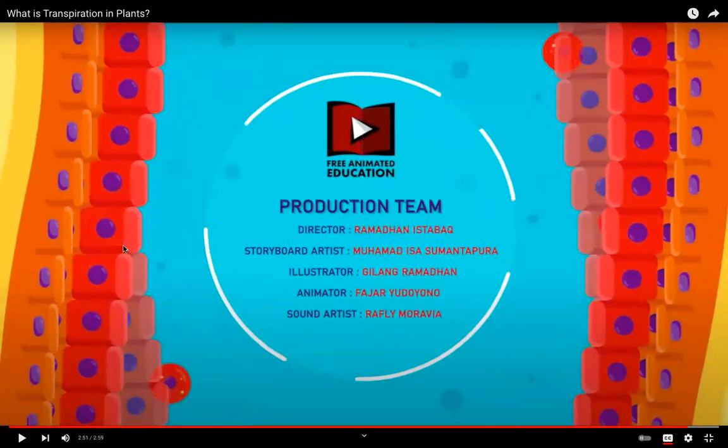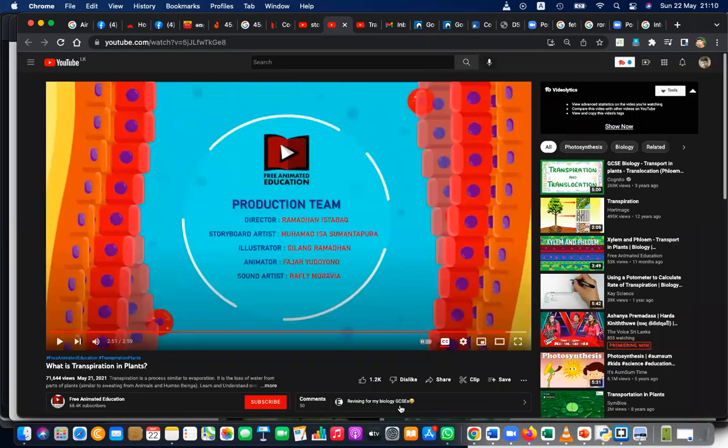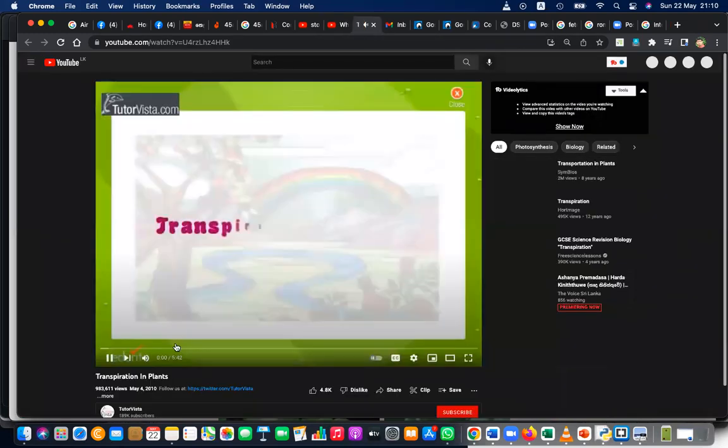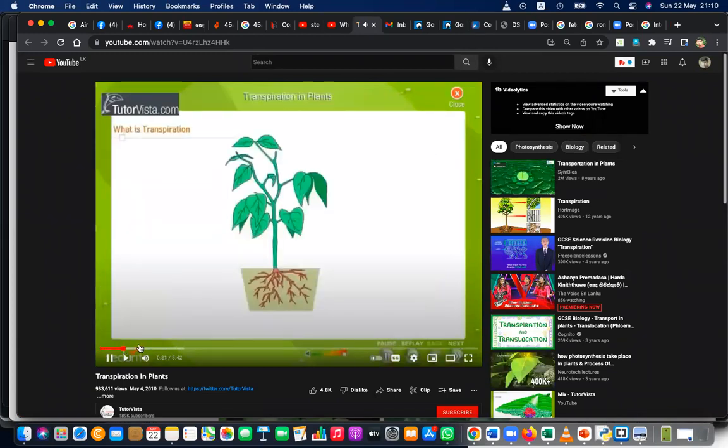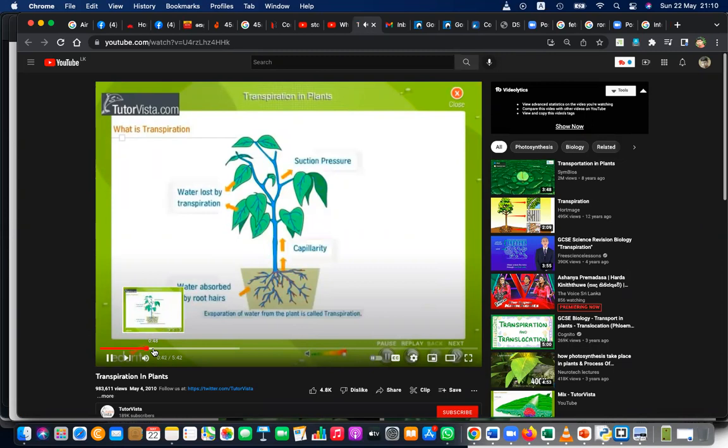Okay, so that is the idea about transpiration. There is another one also. I'm not sure, this is a bit old. The roots of plants absorb water and mineral salts from the soil through the root hairs by the process of osmosis. Only a small percentage of this water is used by the plant. The rest gets evaporated from the surface of leaves. This evaporation of water from the plant is called transpiration.